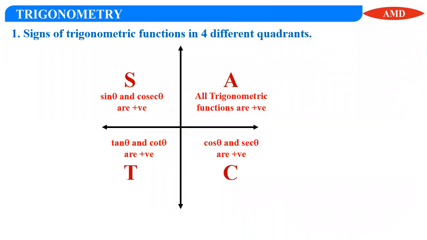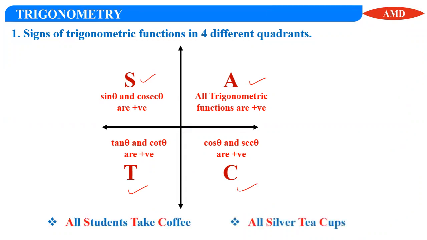The first one is the signs of the trigonometric functions in 4 different quadrants. That is the ASTC rule. A stands for all trigonometric functions are positive. S stands for sine and its reciprocal are positive. T stands for tan and its reciprocal are positive. And C stands for cos and its reciprocal are positive. So this rule, ASTC, is remembered by some students as "all students take coffee," and other students remember it as "all silver teacups." Whichever is easy, you could remember it.